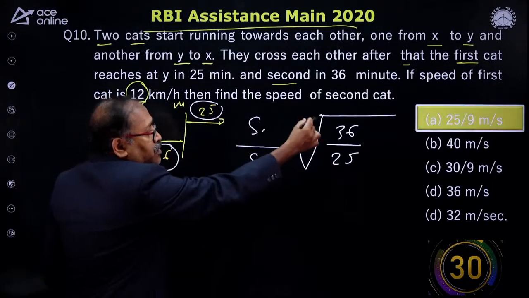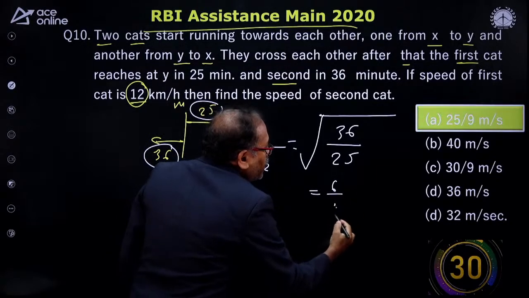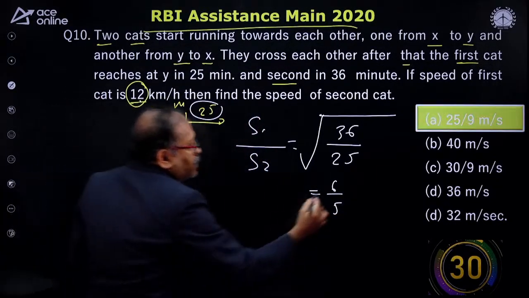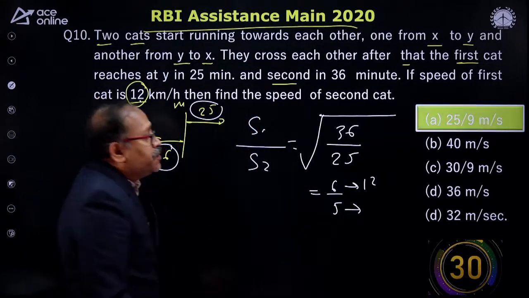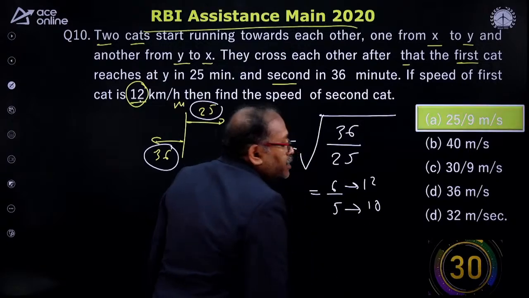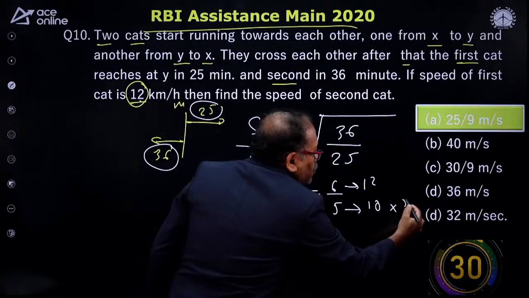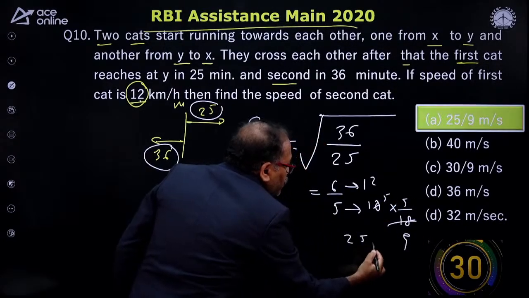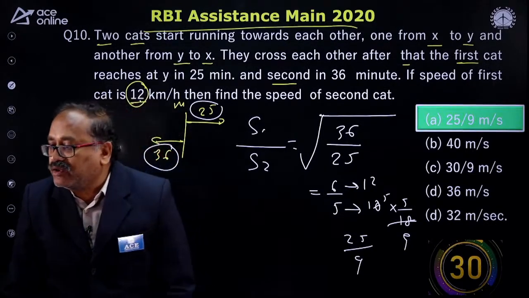So this is nothing but 6 by 5. This ratio is 6 by 5, and we already know 12 km per hour is the first one. So if this is 12 km per hour, this speed will be 10 km per hour. But the options are given in meters per second, so 10 into 5 by 18. I am getting 25 by 9 as the answer. So rightly said, 25 by 9.